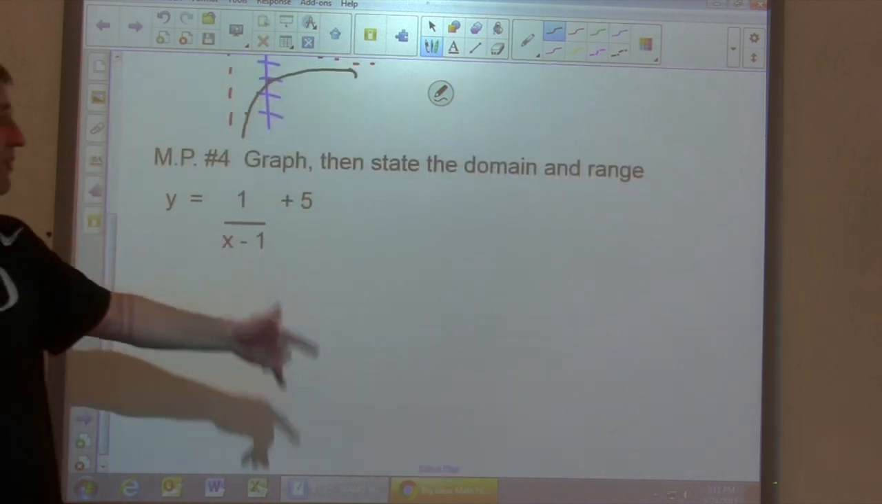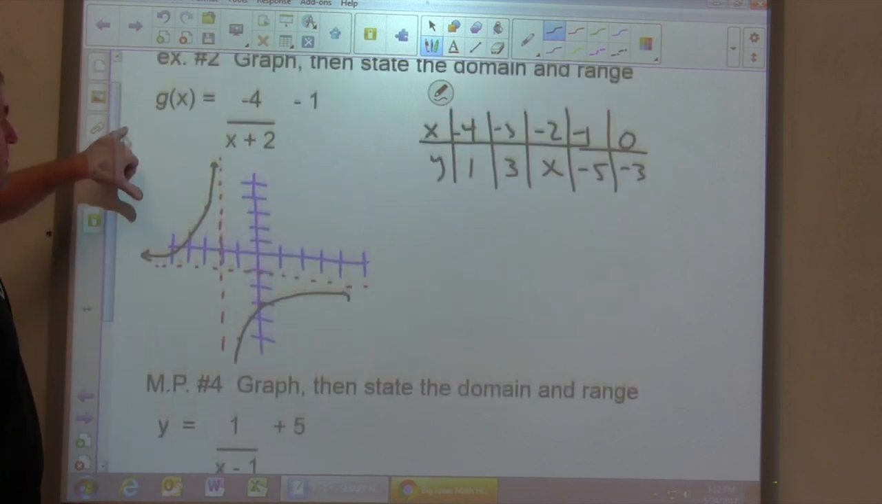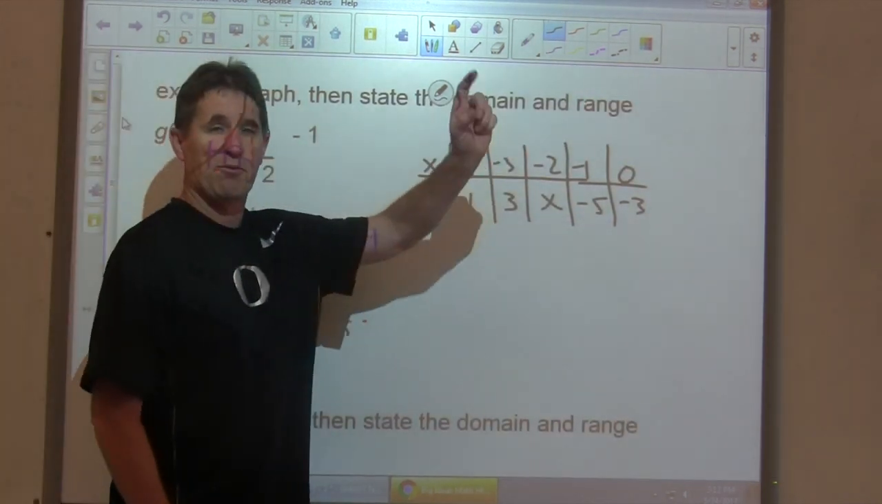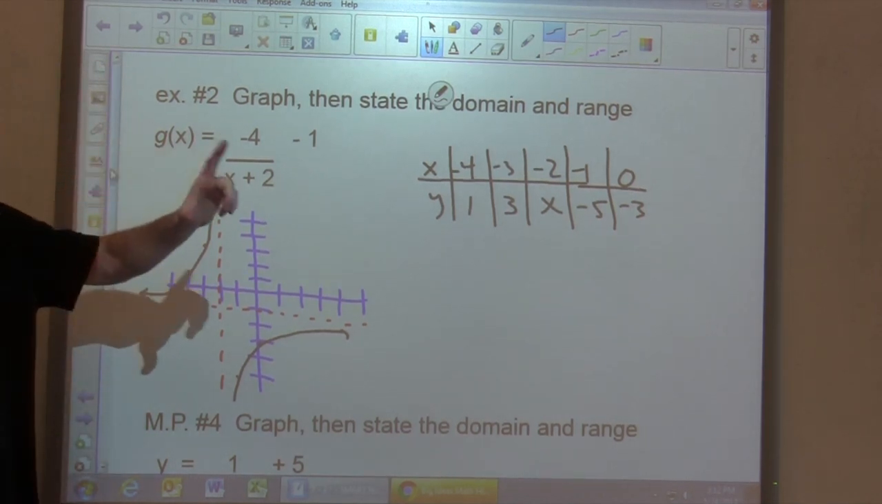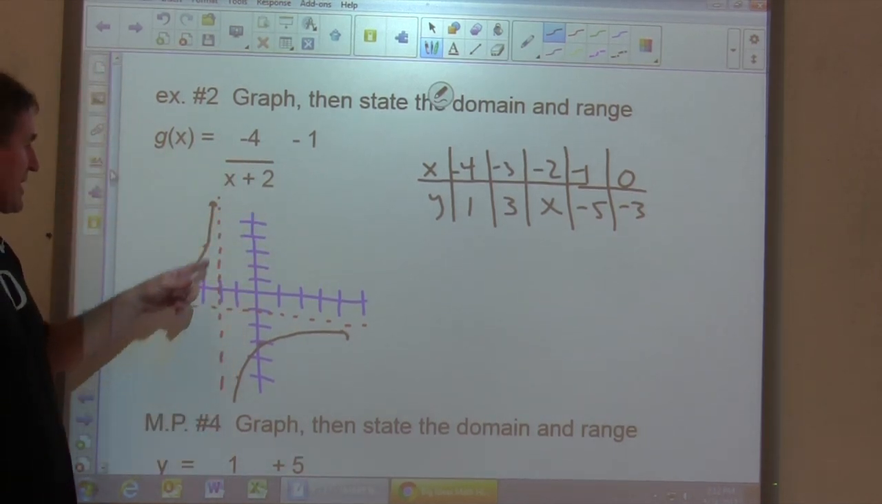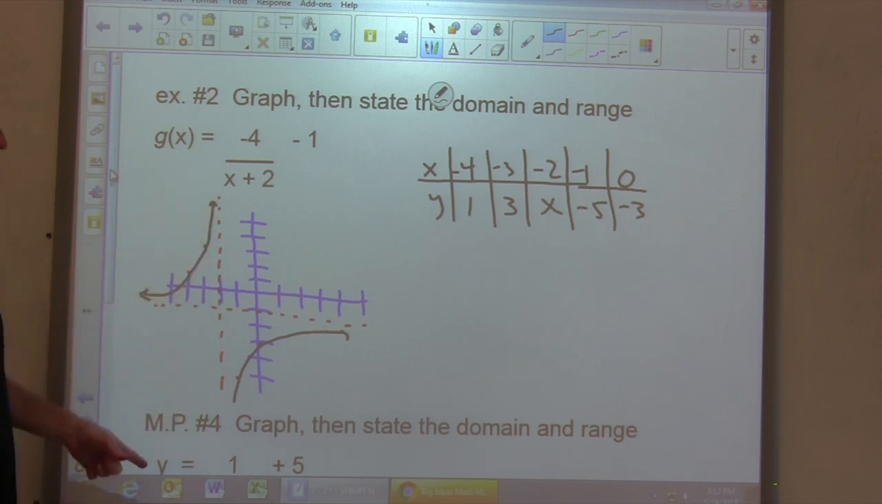So, let's see how you do the domain and range. Forgot about that. So the domain and range, remember the domain is the x values. The domain and range on these is always going to be the same. It's everything except the asymptotes. That's where I don't get a value of x.